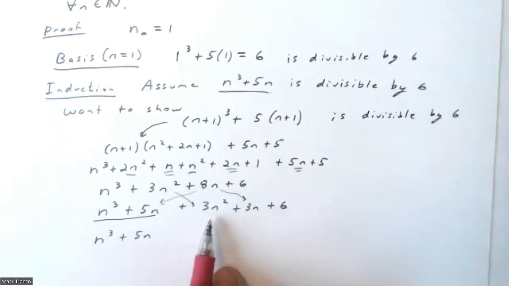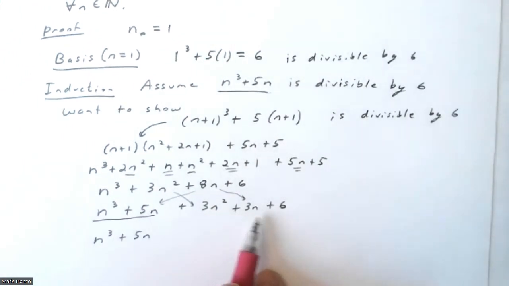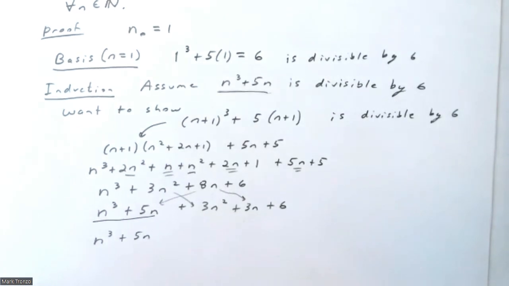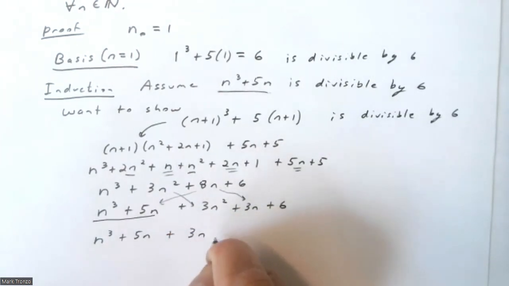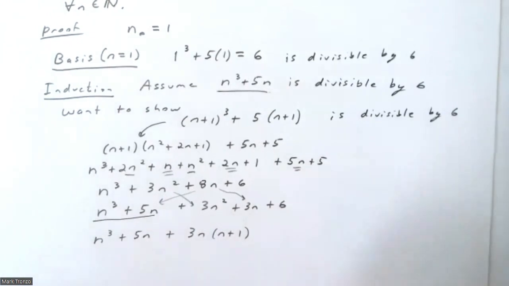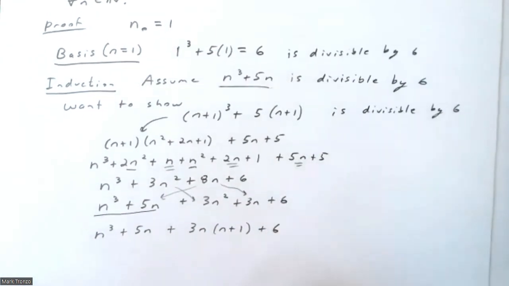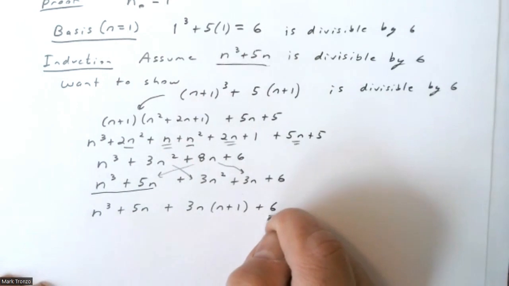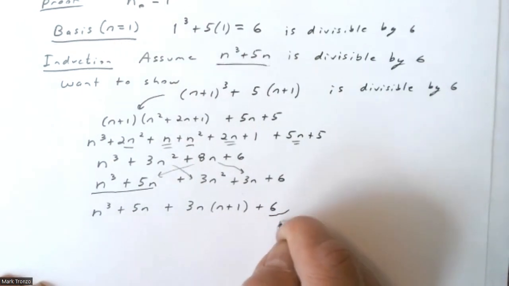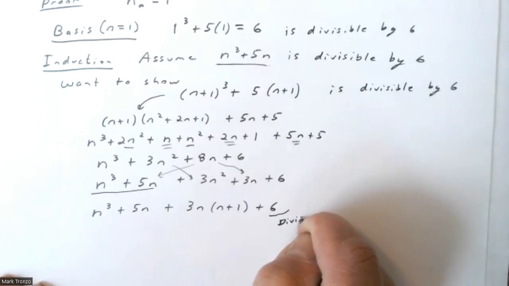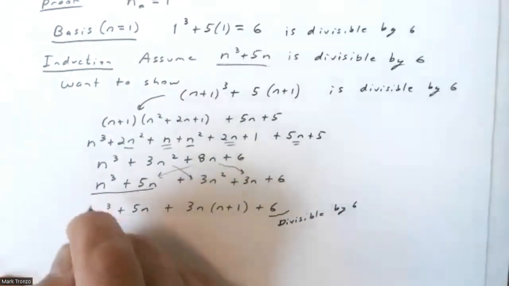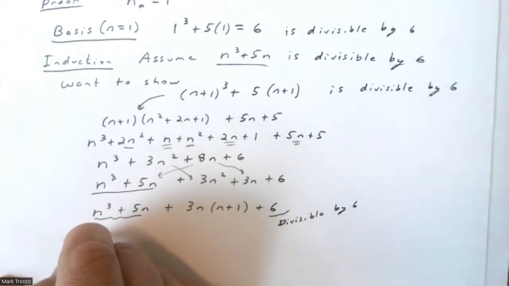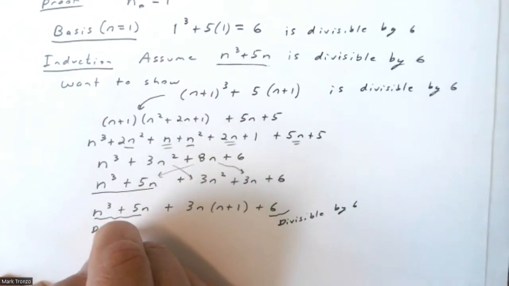So the question is, is this mess over here divisible by 6? There's probably a couple ways we can look at this. Let me factor this out: 3(n squared plus n) plus 6. So obviously this is divisible by 6. If we can get all of our terms to be divisible by 6, then the whole thing will be divisible by 6. So this is divisible by 6, divisible by 6.